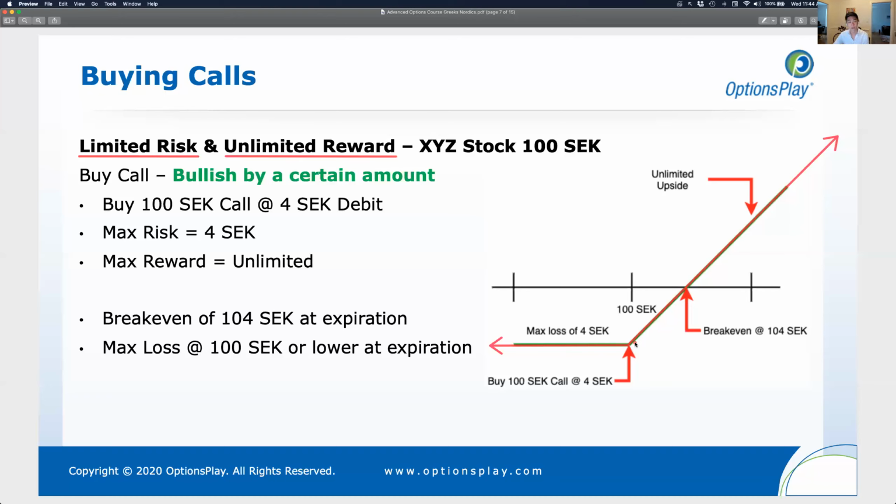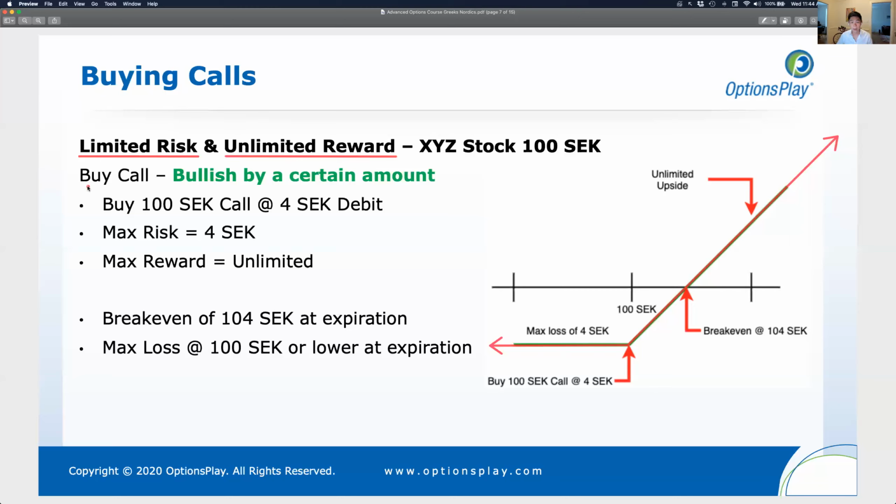But if you get the direction correct, you have unlimited gains to the upside. So as long as the stock keeps going in the direction you expect it to, you can make more and more money. But if, let's say, you're wrong on the direction, there's limited losses. And that type of asymmetrical risk profile is the type of risk profile that many investors seek. And that's why many investors look at options.